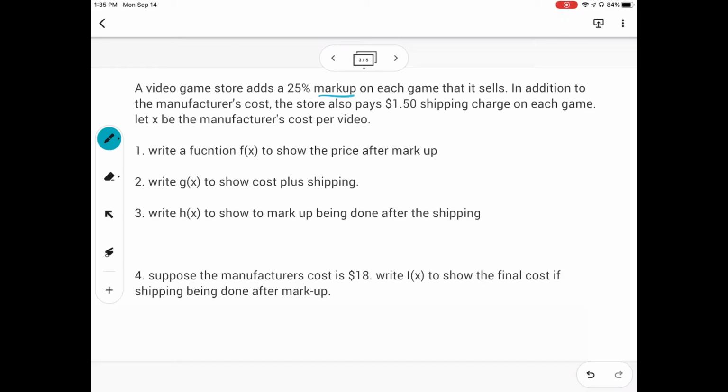So the markup means you're adding on to the price. The store buys the game from the people who make the game, and then they give it a new price, but they want to make money, so they have to make it more expensive. So since it's a markup and we're adding on to it, we're going to do 100 plus 25, which is 125%. When it goes up, you add it to 100. And then as a decimal, that would be 1.25 times the price. So f of x is 1.25x. There we go.